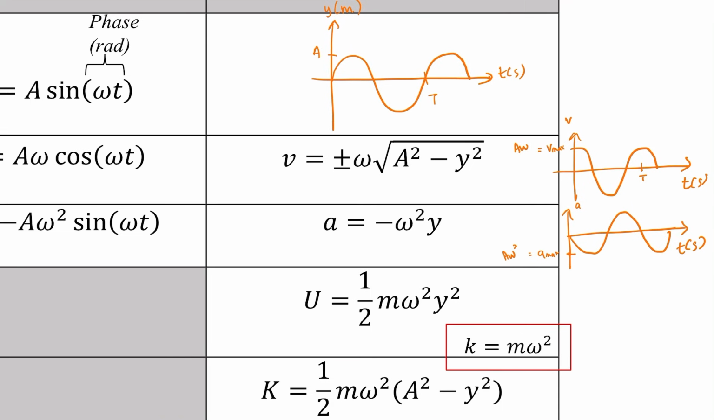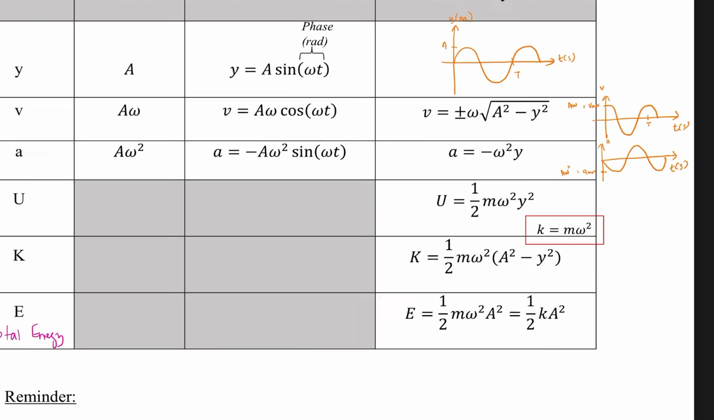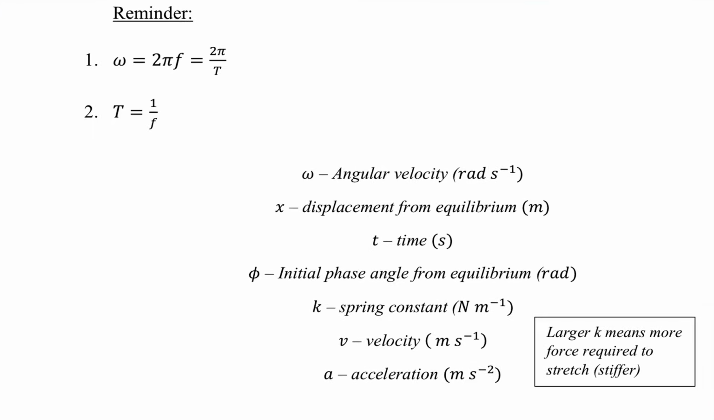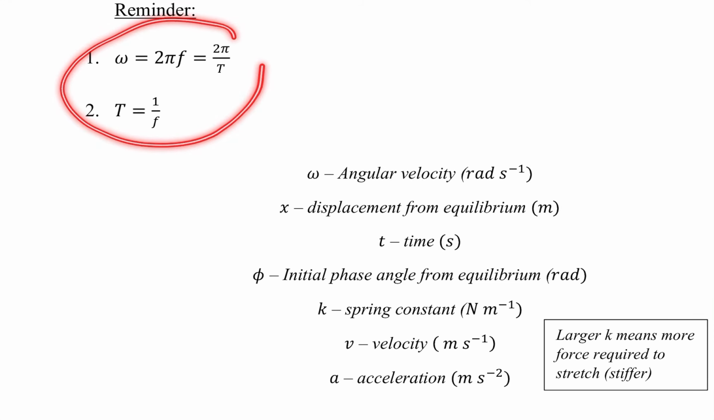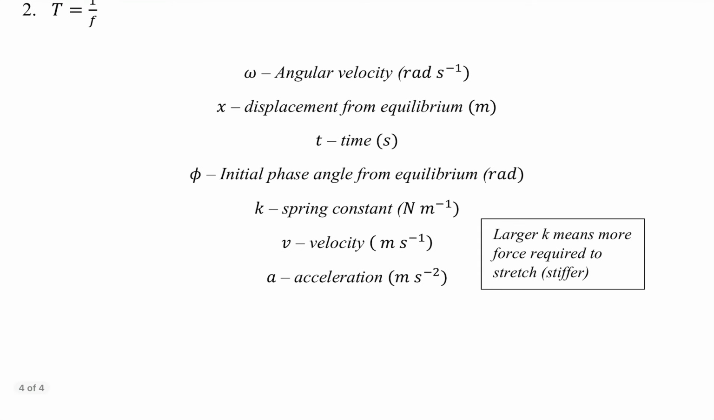Draw this graph so you can just refer to a piece of paper. K equals to m omega square. I have already shown how to derive it. This is just a quick reminder of equations from previous chapters: omega equal to 2 pi f equal to 2 pi over T, or period equal to 1 over f. These are the terms that we are using.